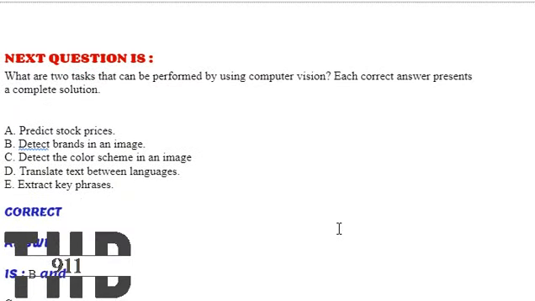Our next question. What are the two tasks that can be performed by using computer vision? Option A, predict stock prices. Option B, detect brands in an image. Option C, detect the color scheme in an image. Option D, translate text between languages. And option E, extract key phrases. The correct answer is option B and C.